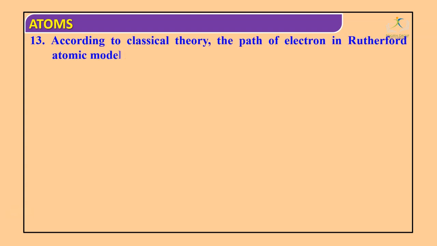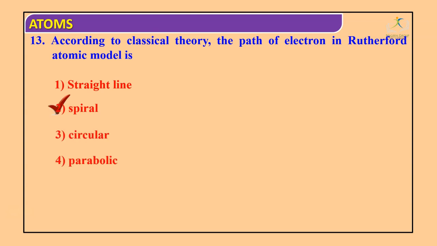Next question we have, according to the classical theory, the path of the electron in the Rutherford atomic model is a straight line, spiral, circular, or parabolic. The correct option is spiral.